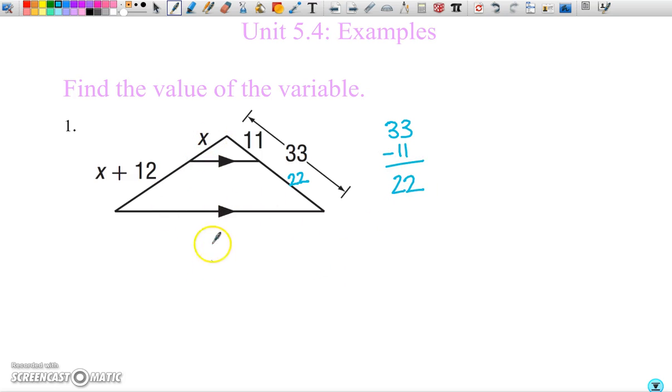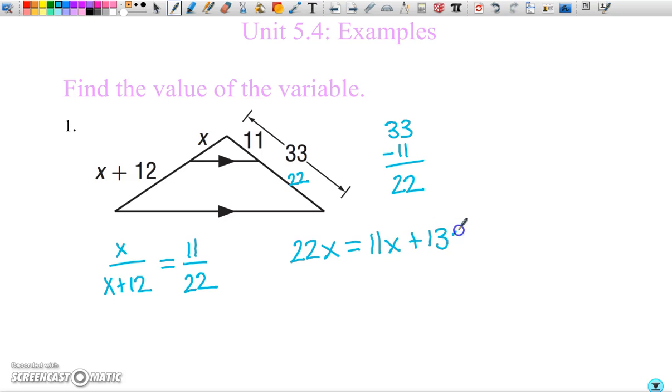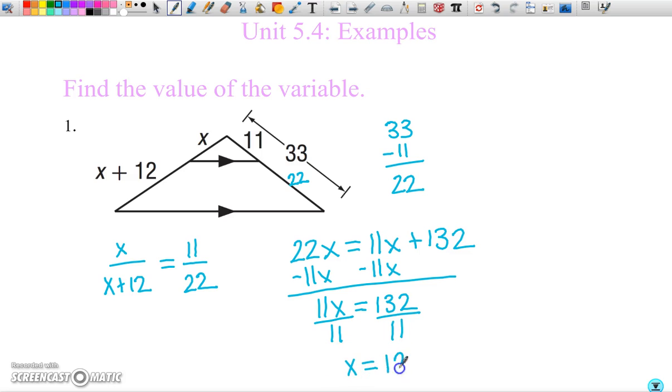So then you can go and set up your proportions now. x over x plus 12 equals 11 over 22. There you go. Do your cross multiplying. So you get 22x equals 11x plus 132, if I'm not mistaken. Let me just check on that. Yes, okay, I'm right. And then you subtract 11x from both sides of your equation to get 11x equals 132. You divide by 11, and x is 12.